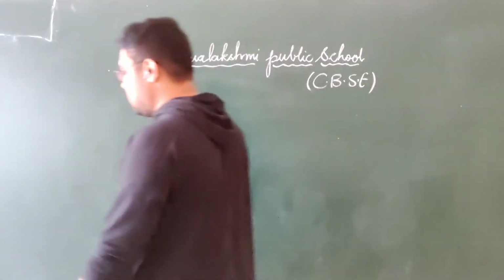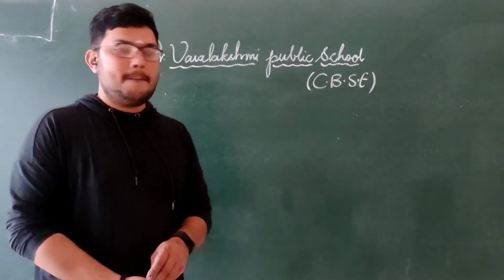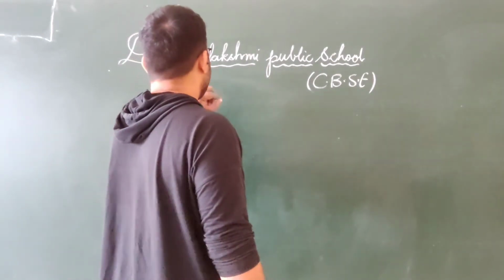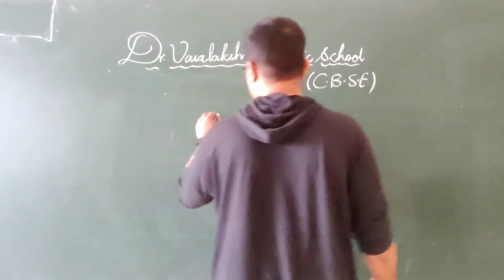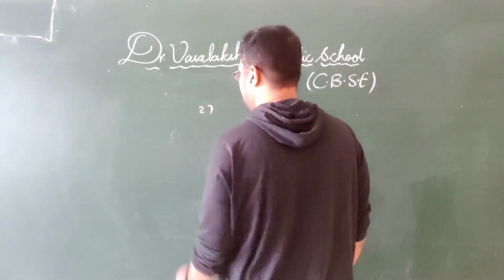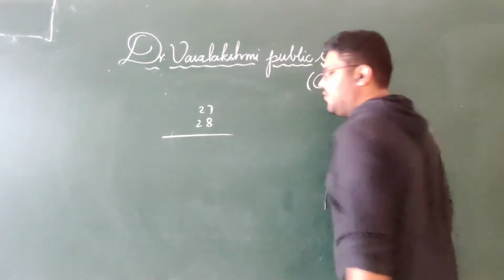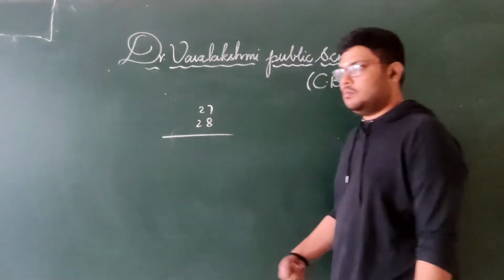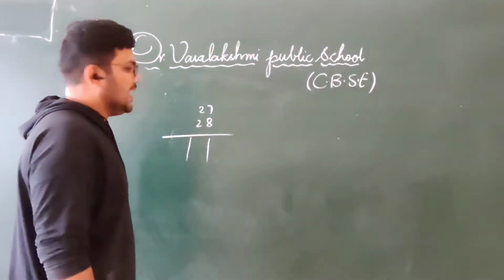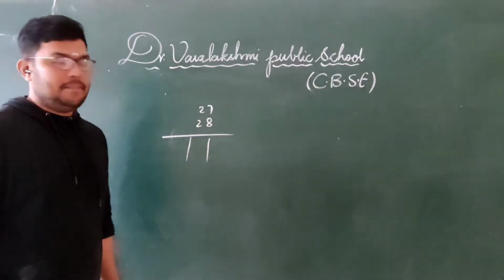Let's multiply a 2-digit number with a 2-digit number, right? So for example, I'm taking 27 into 28. Now what I'm doing is I'm just dividing the space into 3 parts. 1, 2, 3 parts. Okay.